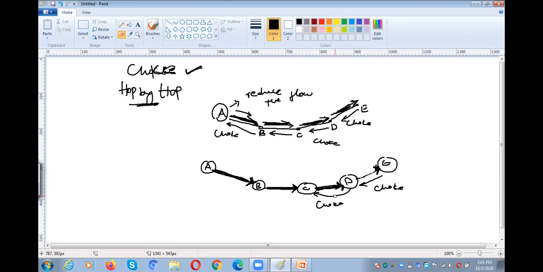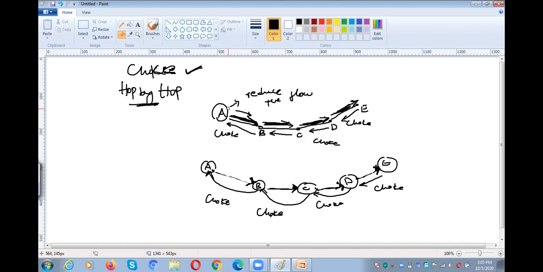What will C do? Whenever C receives the choke packet, C will regulate the flow. It will reduce the flow, and it will forward the choke packet to B. Then immediately B will reduce the flow and forward the choke packet to A. Whenever A receives the packet, A also regulates the flow. That means it will also reduce the flow.